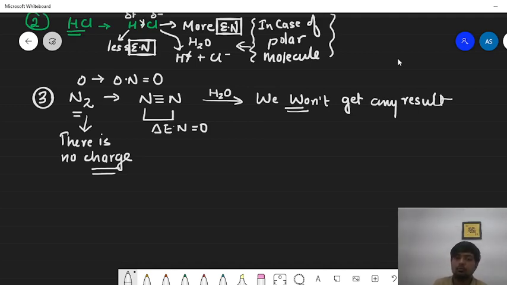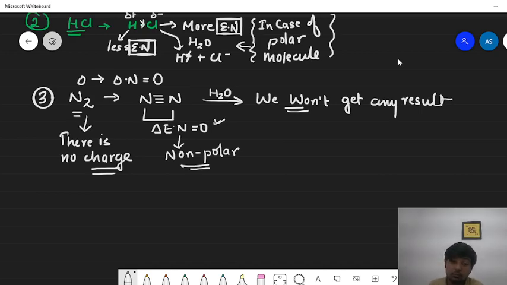So the concept of assuming 100% ionic is more correct in case of polar covalent molecules, not in case of non-polar. Because non-polar molecules are those where electronegativity differences are 0. For example, if the molecule consists of only the same type of atom, then it is considered non-polar. If the molecule consists of different types of atoms of different elements, then it is considered a polar molecule. Are you getting the point over here? So in this short manner, you can decide what the oxidation number is.